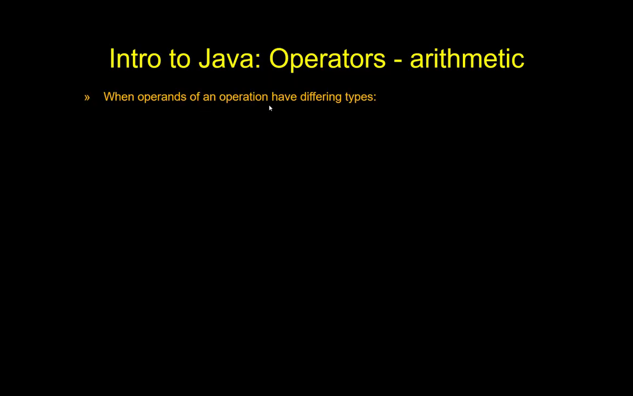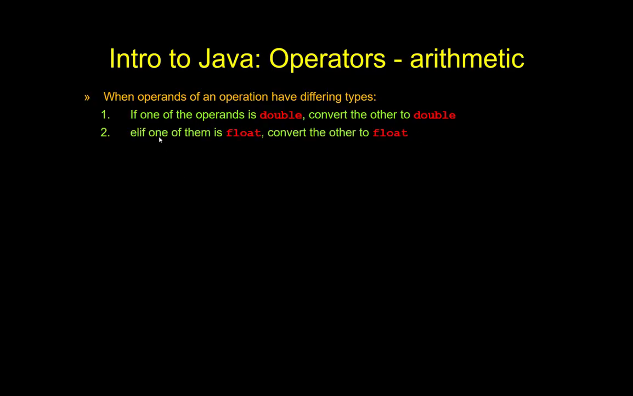When operands of an operation have different types, if one of the operands is double, you convert the other to double. Else if one is float, convert the other to float. Else if one is long, convert the other to long. Else convert both into integer.